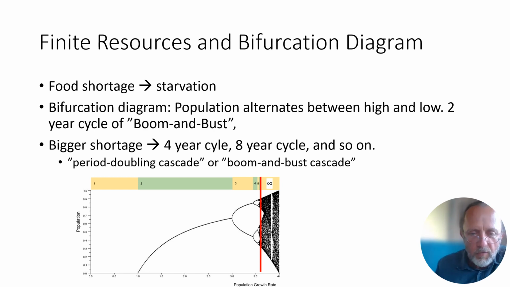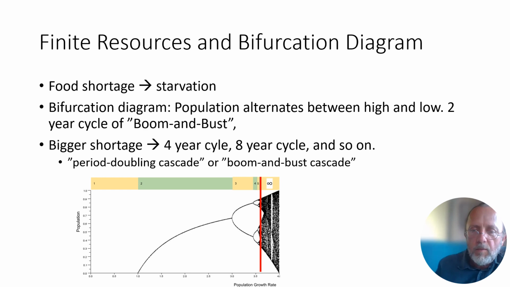out they've eaten all the food last year and there's not enough to go around, and so there's starvation and the population goes down. And the year after that, the food supplies have grown again, and the population can recover. So it settles down into a 2-year cycle.